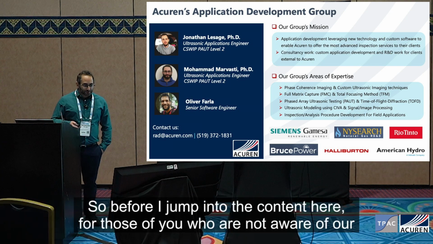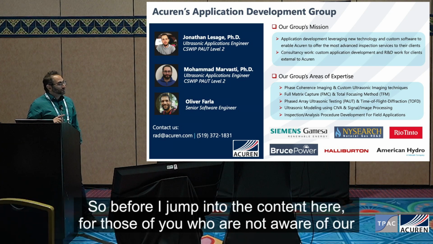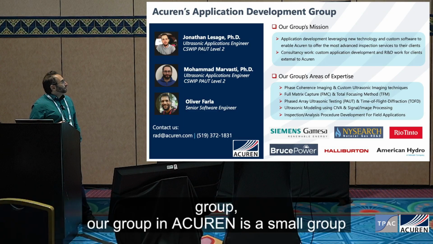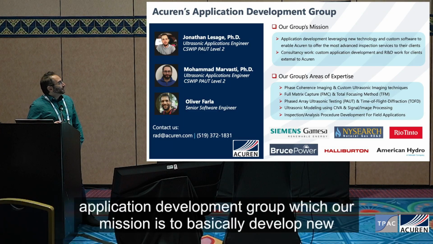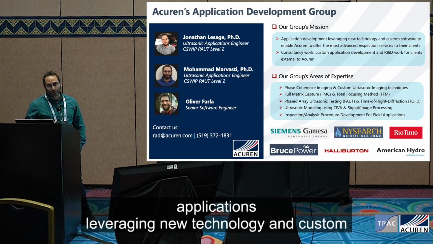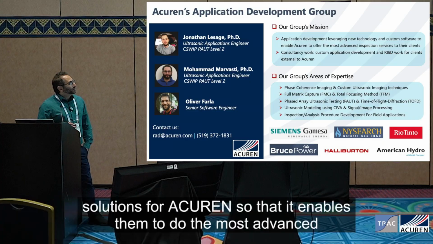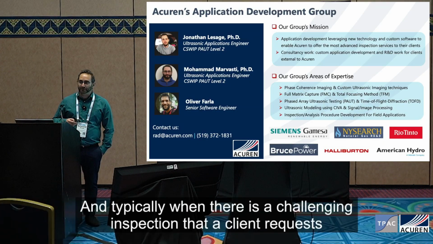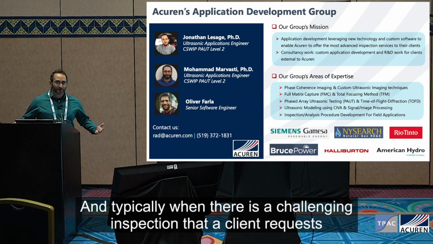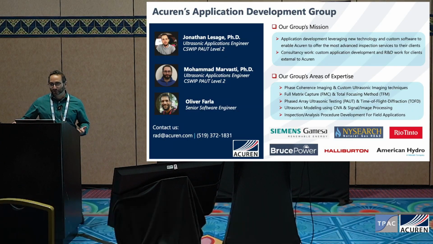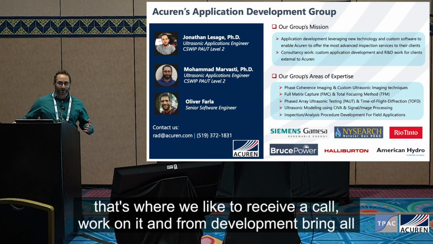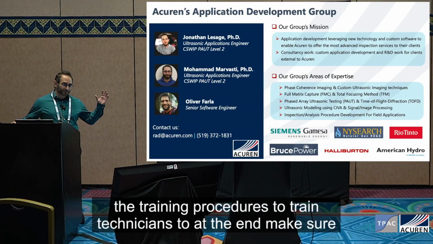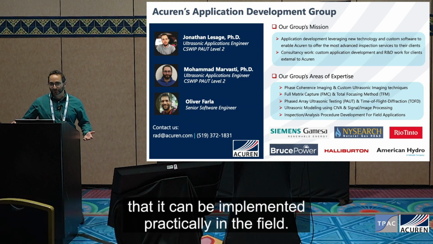Before I jump into the content here, for those of you who are not aware of our group in Acuren, it is a small application development group whose mission is to develop new applications, leveraging new technology and custom solutions, so that Acuren can do the most advanced inspection service for their clients. And typically when a client requests a challenging inspection that is not standard or we haven't done before, that's where we like to receive a call, work on it, and from development bring all the training procedure to train technicians to, at the end, make sure that it can be implemented practically in the field.